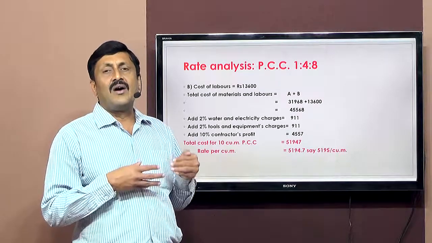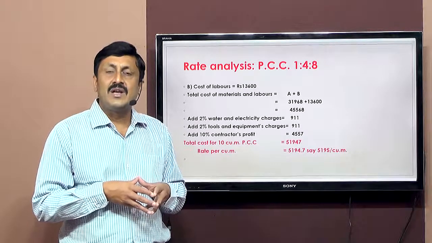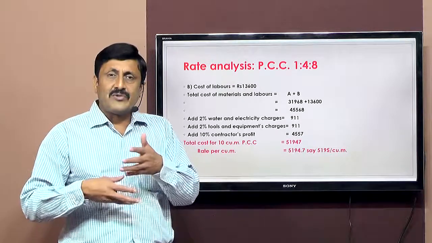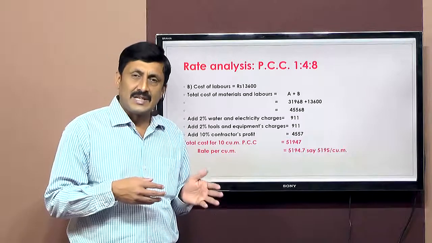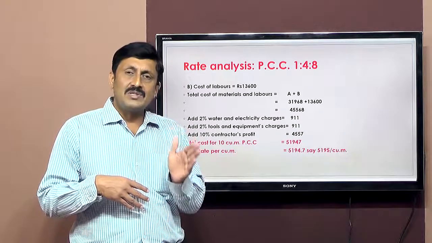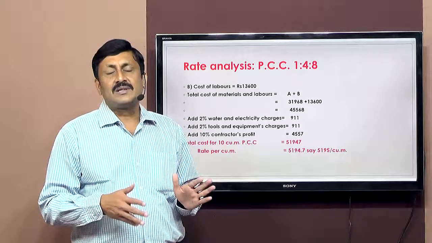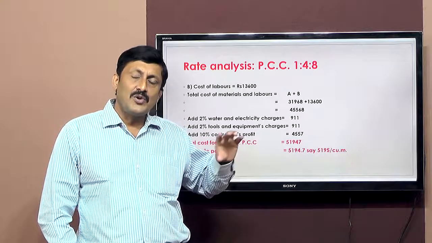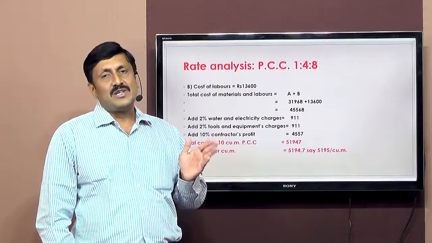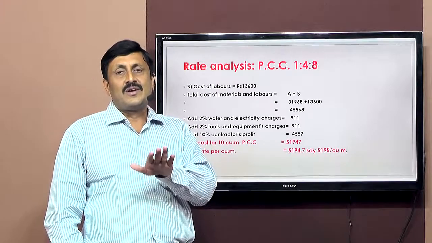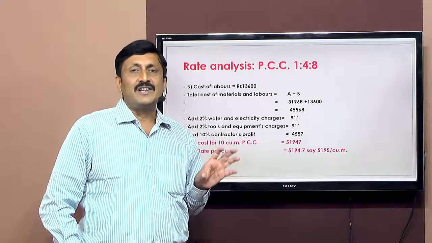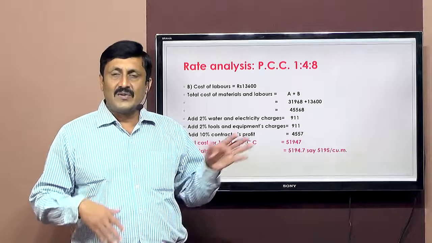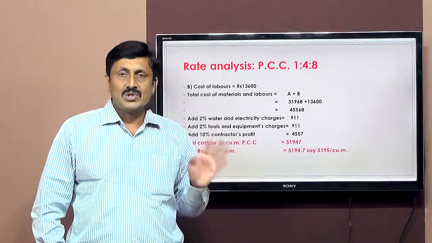So this is the way we derive the rate analysis for PCC 1:4:8 in foundation. In the exam, if it is changed from 1:4:8 to 1:3:6 or 1:2:4, please do not get confused. The procedure remains completely the same. Only instead of 13 parts, you have to take 10 parts if it is 1:3:6. If it is 1:2:4, the entire volume of ingredients of concrete will be divided into 7 parts. Please remember that. Otherwise, the entire procedure is the same.